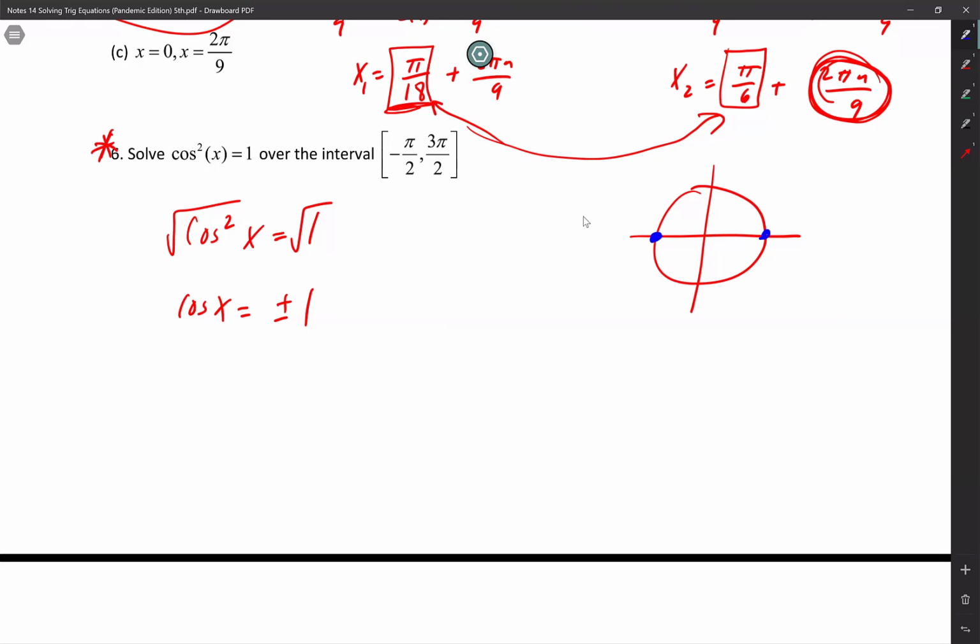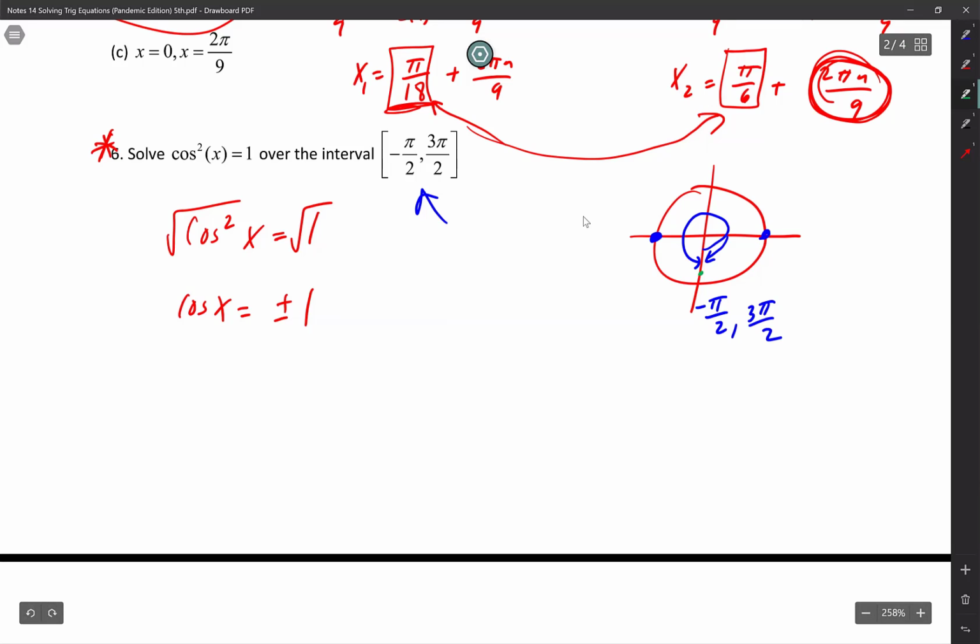And they're telling me my domain is between negative pi over 2 and 3 pi over 2. I'm going to label those. Negative pi over 2, I'm going to label in blue first. Negative pi over 2 is right here. And if I do a complete revolution, I am back at 3 pi over 2. Does that make sense, Rubio? All right. So I'm going to start at negative pi over 2, guys. I'm going to start in green. So here it is in green.